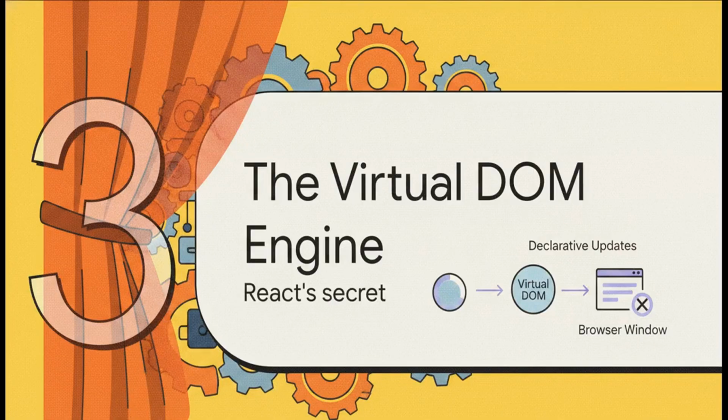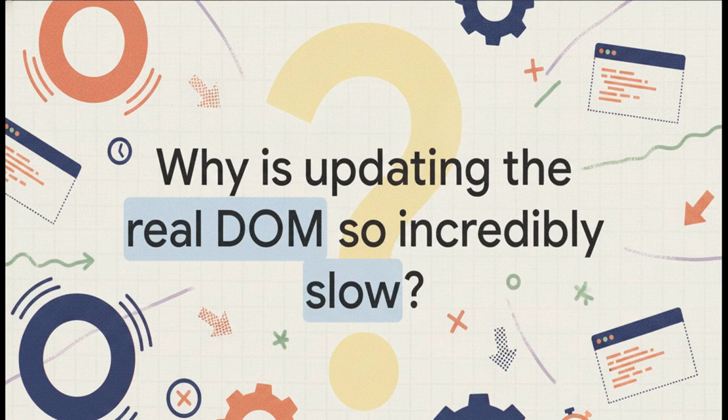Let's hit Section 3, the virtual DOM engine. This is React's real performance secret. We have to ask this question first. Why is updating the real DOM so incredibly slow? Well, the document object model is the browser's in-memory representation of your page. Every single time you touch it, the browser has to recalculate CSS styles, compute layouts, and trigger these really expensive full-page reflows. Updating one element? Sure, that's fine, but updating 100 elements individually? That's going to bring your performance to a crawl.